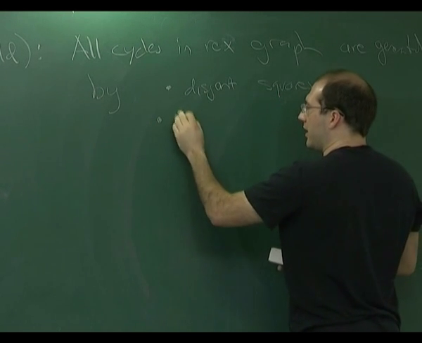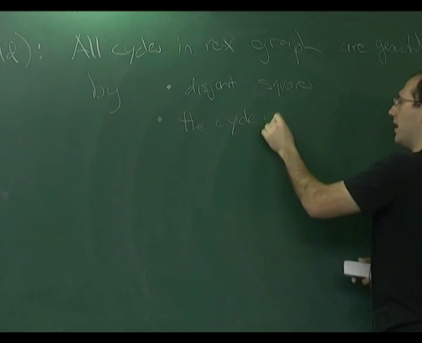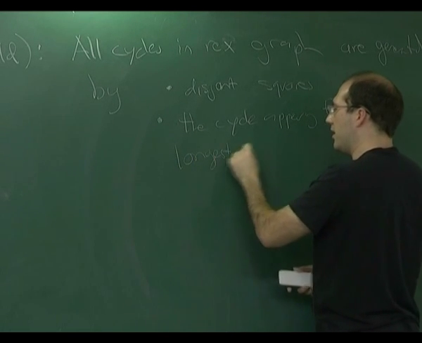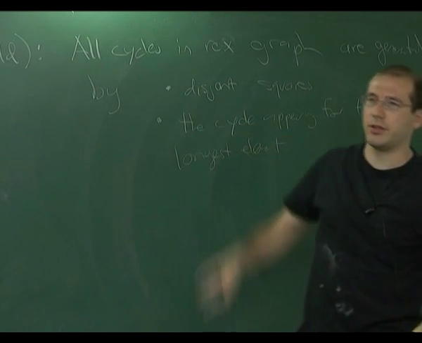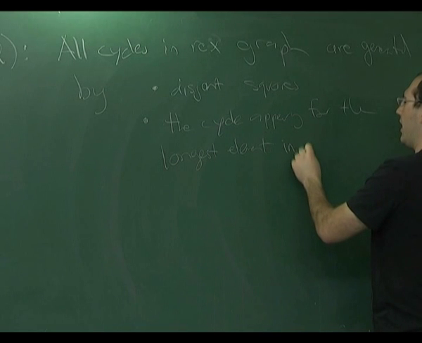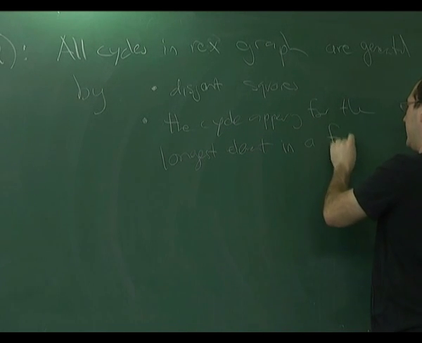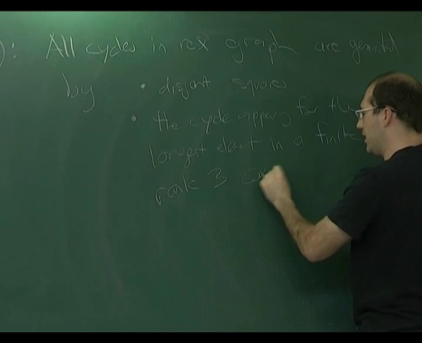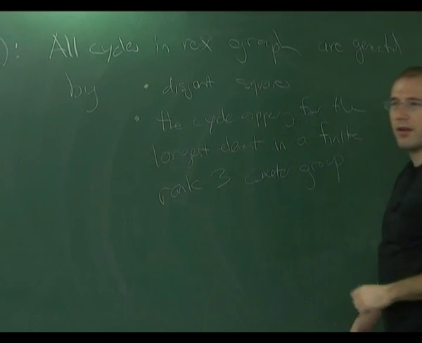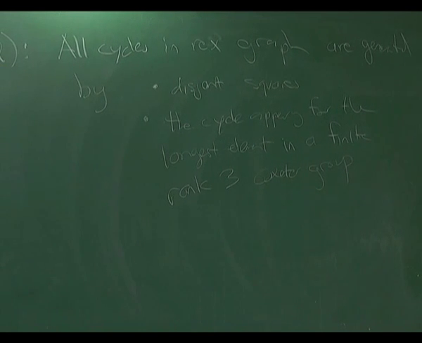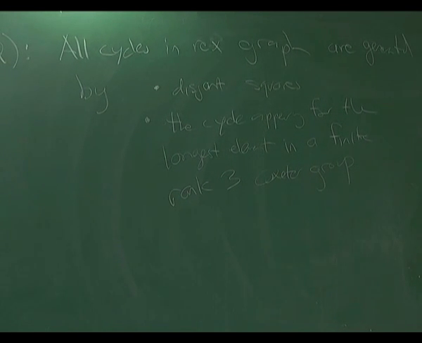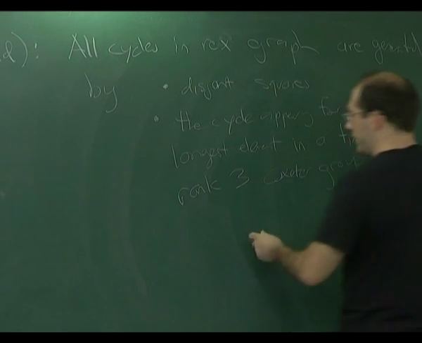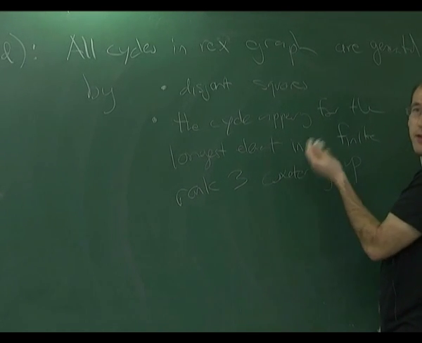And the cycle appearing for the longest element, the element which has the longest reduced expression, there's a unique one, in a finite rank 3 Coxeter group. If you don't know what this is, it's not a big deal. Okay, so S4, or type A3, is the example of a finite rank 3 Coxeter group. There's infinite rank 3 Coxeter groups. They don't have longest elements. Their lengths go on to infinity. So we're not talking about those. But there is a cycle. So these are classified. There's a classification of finite rank 3 Coxeter groups.